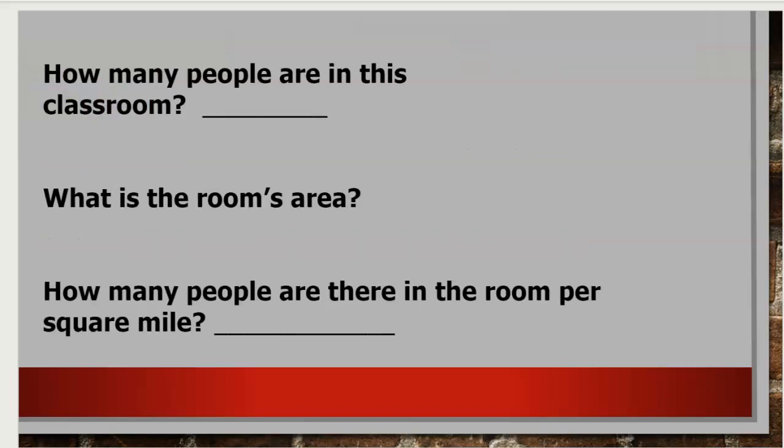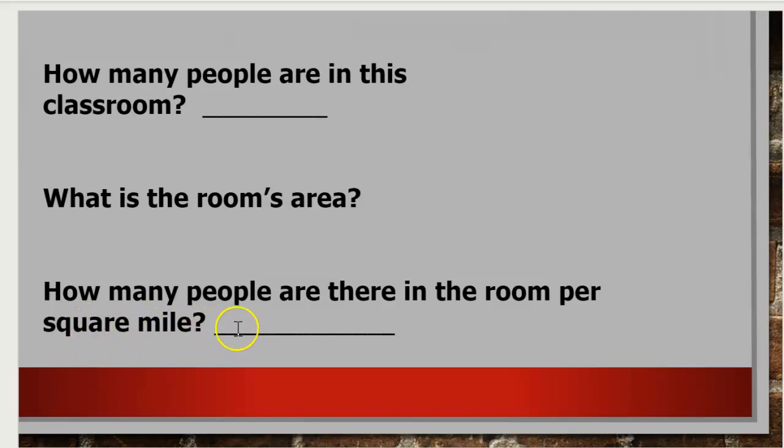So let's try this example. Let's say you're in the classroom and there's 10 students in your classroom. And you've got to figure out the area of your room. So let's say your room is just a 10 by 10. So 10 times 10 is 100 square feet is how big your room is. And there are 10 people. So we're going to take 10 people, divide it by 100, and that's going to give us 0.1 persons per, and this says square mile, it would actually be square feet.